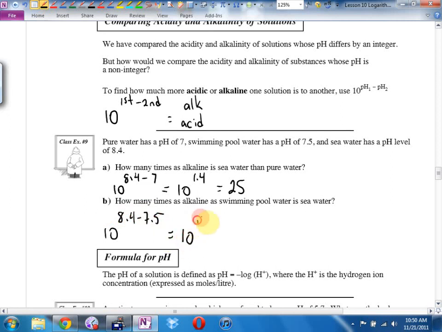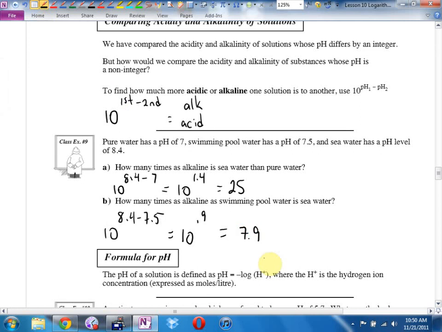Ten to the 1 is 10, so 10 to the 0.9. I'm going to guess 7 or 8 point something. What do you get? 7.9? So seawater is 7.9 times more alkaline than swimming pool water. It's to the right, so it's alkaline.